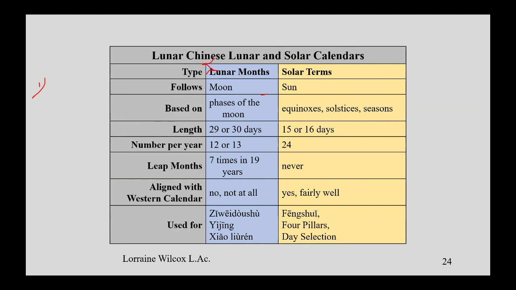Whereas the solar calendar doesn't need a leap month because it's just taking the year like one big pie and dividing it into 24 equal portions.